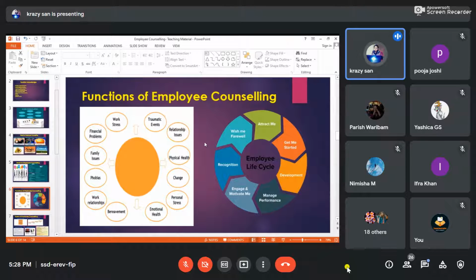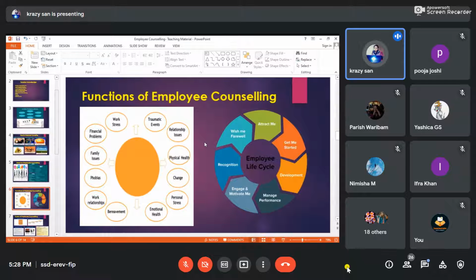Then their physical health issues, the changes, personal stress, emotional health, work relationships, phobias. Yes, some of the employees you can find have a phobia. They try to work when there is a lunch break or a tea break. That's a phobia of theirs: during the working time they keep on working, and then when it's lunch time, they say, wait, I can't go, I'll take lunch afterwards. That's also a kind of phobia.